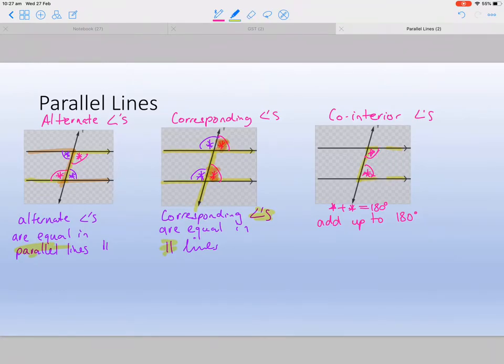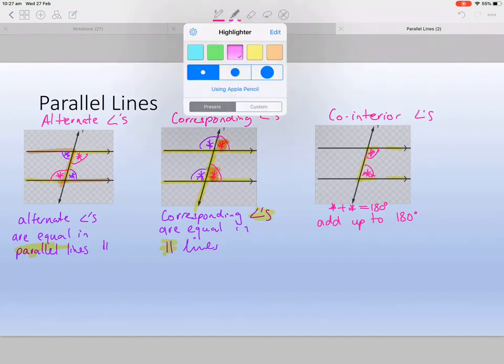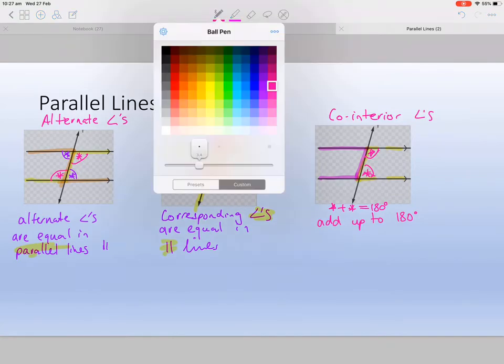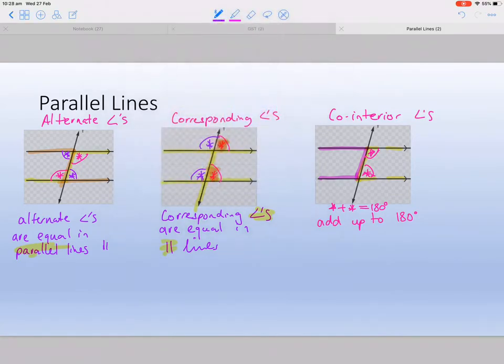Now what's also true is that we can do a backwards C, and what that means, and I'm going to use the same colors as I had before, is that if this is star angle and this is asterisk, okay, they also add up to 180 degrees. So alternate angles are equal in parallel lines, co-interior angles add up to 180 degrees in parallel lines, okay?